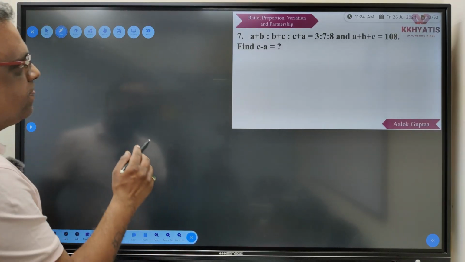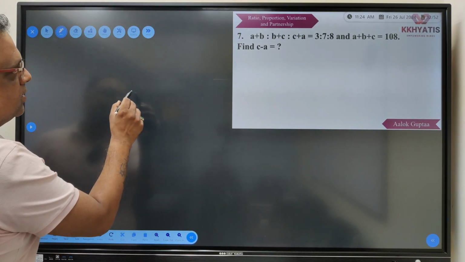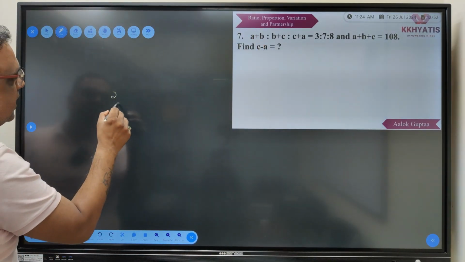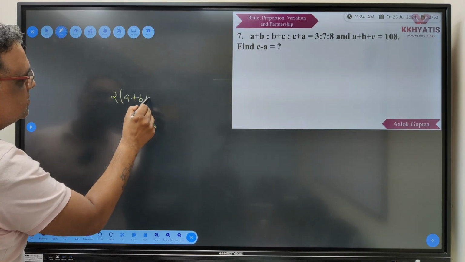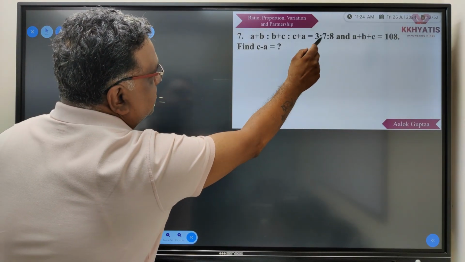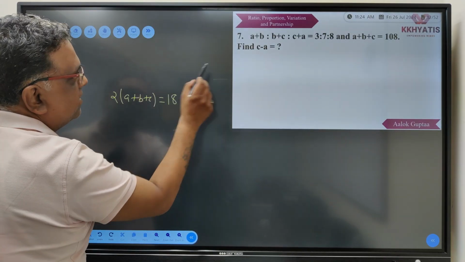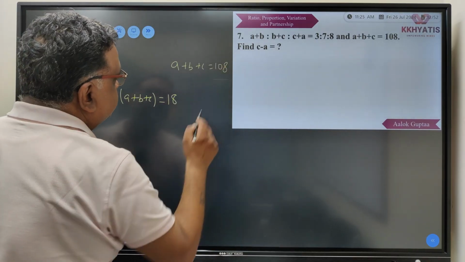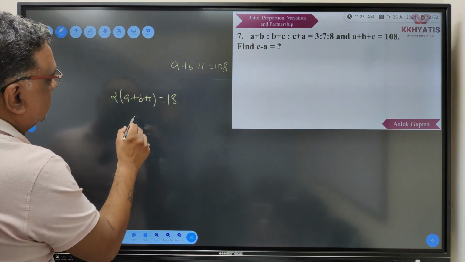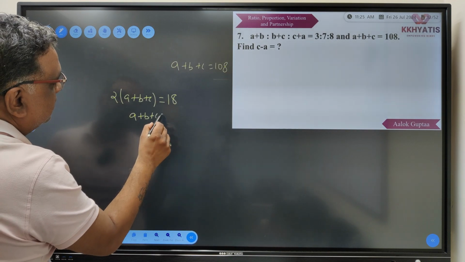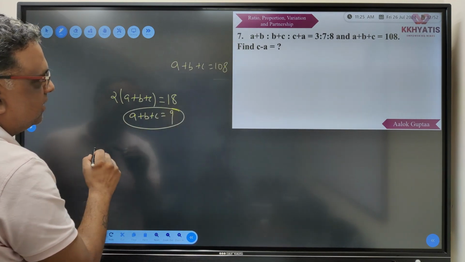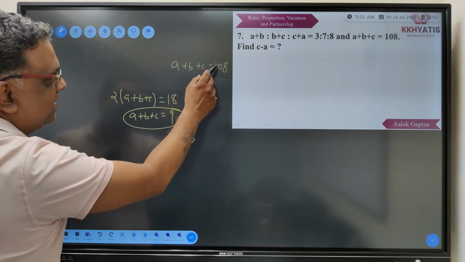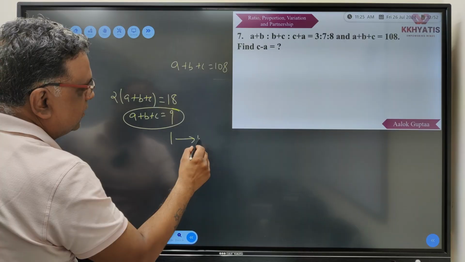So similar kind of sum. So let us say I'll directly do this sum because it's very similar to previous one. So in terms of ratio, I will have the total as 2 times A plus B plus C will be 10 plus 8, 18. And in terms of actual quantity, it is 108, which means the quantity, in terms of ratio, it is 9 and here it is 108, which means one ratio is representing how much? 108 divided by 9, which means 12.